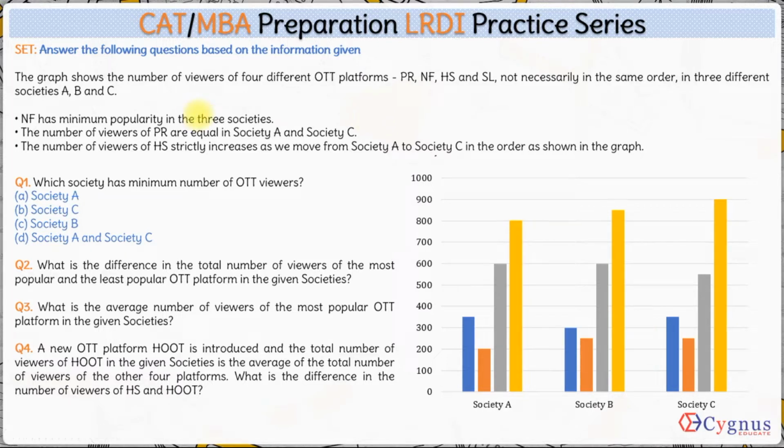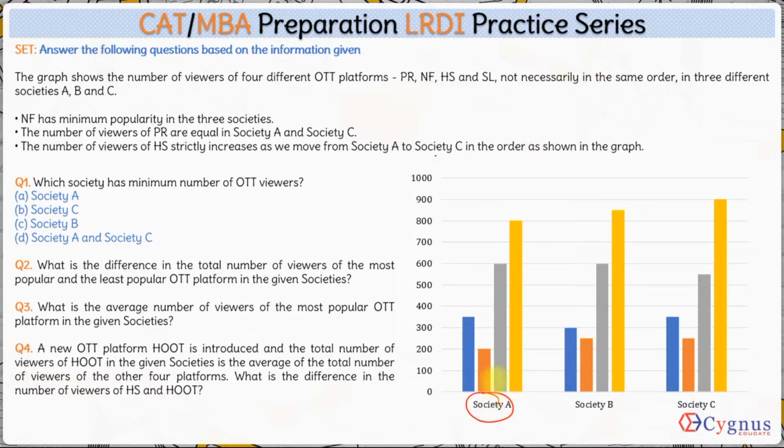Let's first try to understand what data is given to us. The graph shows the number of viewers of 4 different OTT platforms, that is PR, NF, HS and SL, not necessarily in the same order. Now this is the catch here. So what does this line exactly mean?